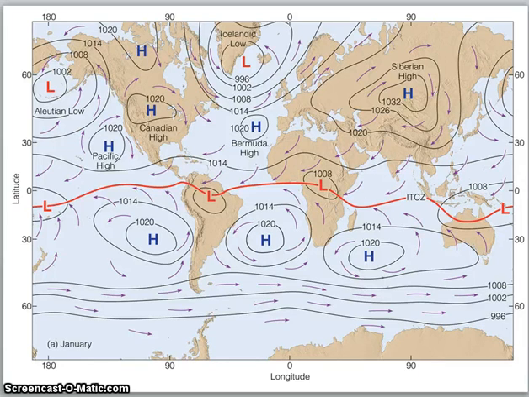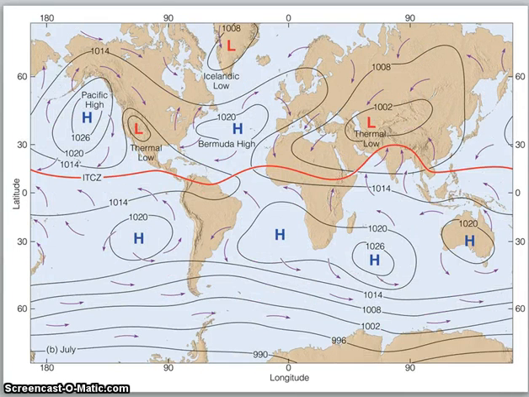Here are the January patterns, and here are the July patterns. You can see how the high pressure over the North Atlantic and North Pacific gets stronger in summer relative to the low pressures that develop over Eurasia and also the southwestern U.S. because of the intense summertime heating. So you can see how the seasons shift from south to north, January and July.